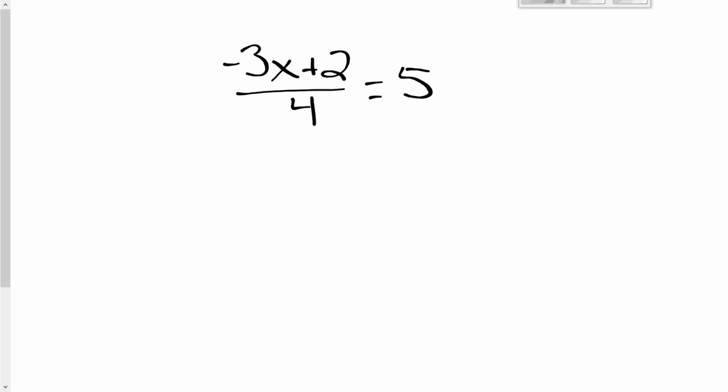All right, so we have an equation here that has a big fraction in it, and we're going to be solving this equation for x. So you can see we have negative 3x plus 2, that whole quantity, divided by 4 equals 5. And we need to get to x alone. We're going to be solving for x. So I need to get rid of everything else.